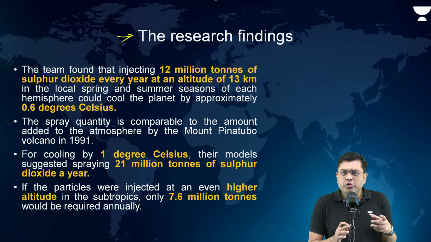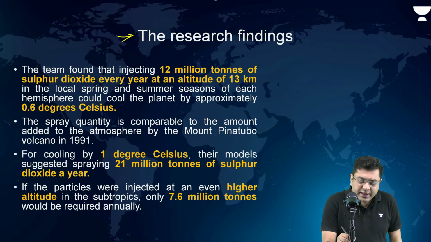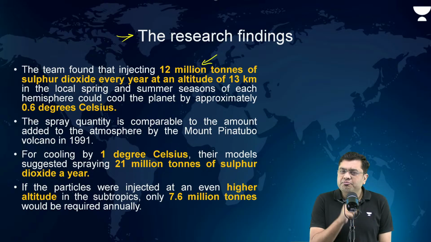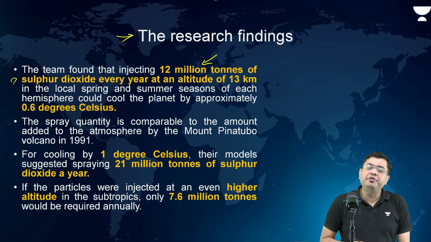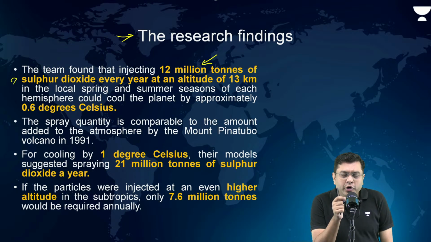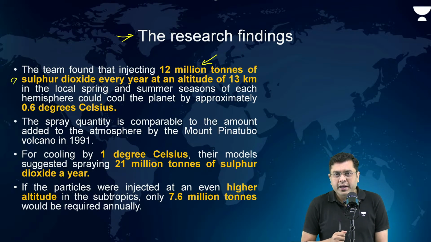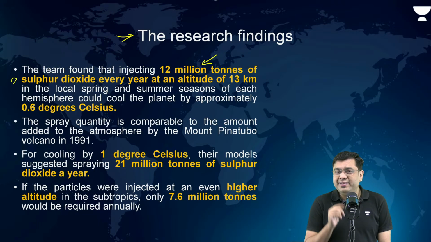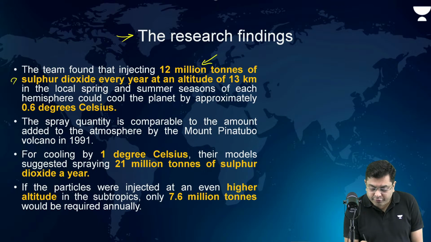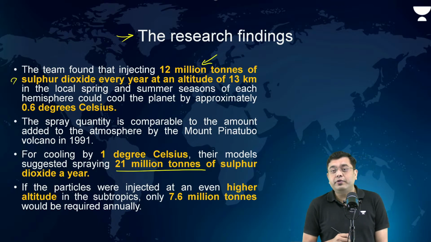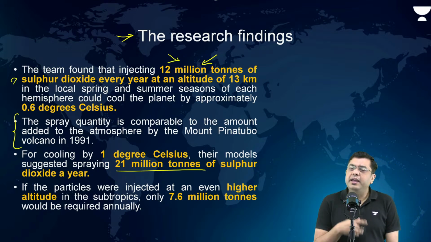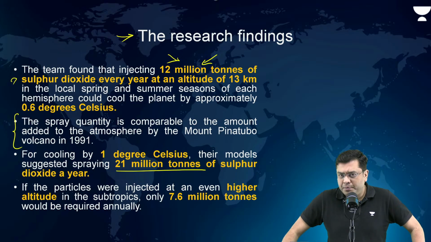Now, what are the research findings? This is interesting to note. The research findings indicate that injecting 12 million tons of, mind the volume, 12 million tons of sulfur dioxide every year at an altitude of 13 kilometers would provide a cooling of 0.6 degrees Celsius. In order to attain a cooling of 1 degree Celsius, the amount of sulfur dioxide which requires to be injected is a whopping 21 million tons. Now, think about it. The spray quantity of 12 million tons is that which was created by Mount Pinatubo.